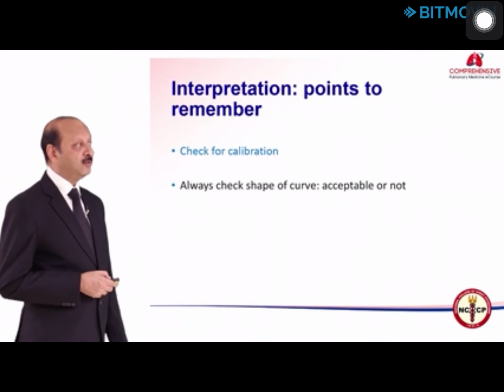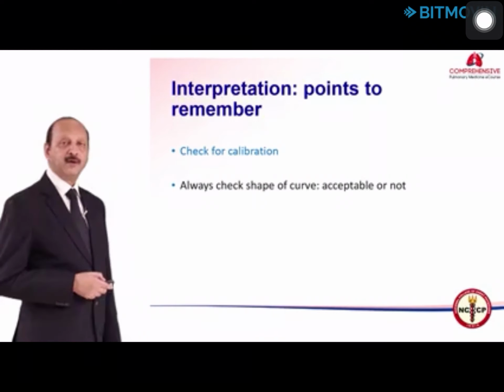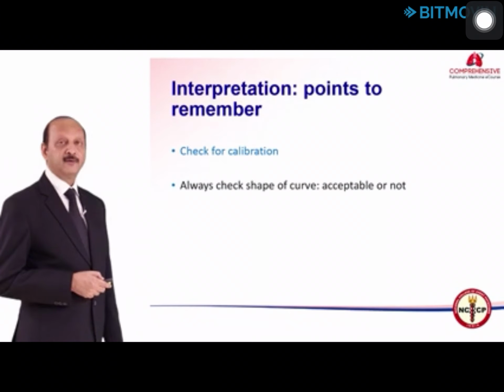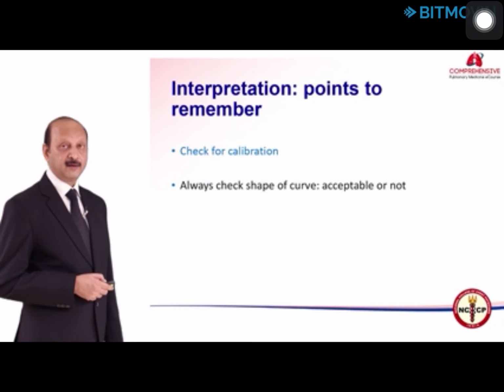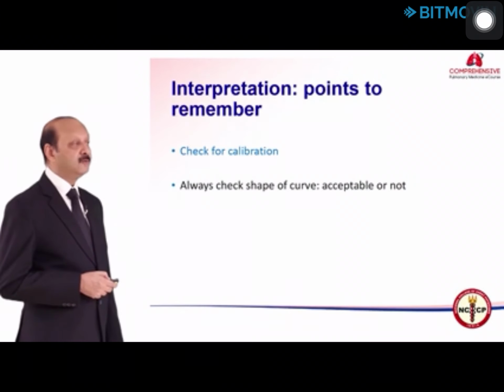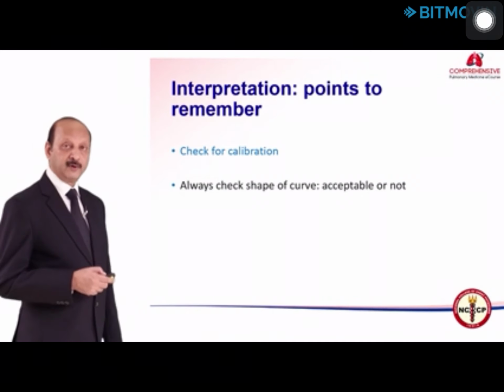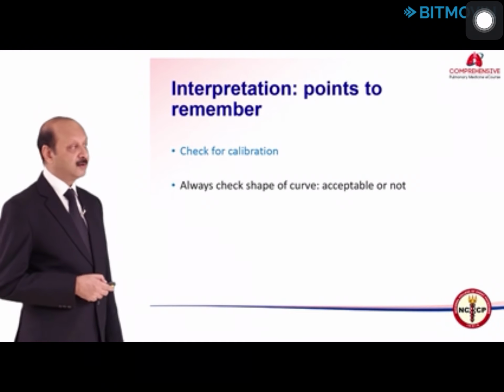So, after the spirometry has been done, the next step is to do the interpretation. The first step, as I already said, is to check the calibration, whether the machine is correctly calibrated or not. Second, we must check the shape of the curve, whether the shape is acceptable or not, because it being an effort based test, unless the shape of the effort which has been done is acceptable and correct, it is no use analyzing that result.